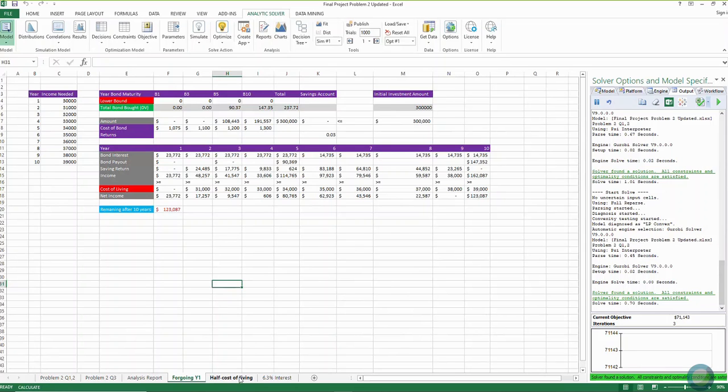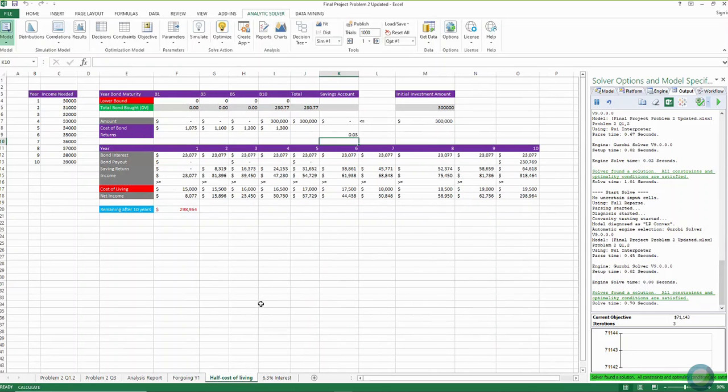The next scenario that we evaluated was, what if she just spent half the amount that she was anticipating? If she was able to maintain a frugal lifestyle and maintain that over the next 10 years, we determined that she would actually make out pretty much even. She'd be at $300,000, which is what she started with, which is pretty great.